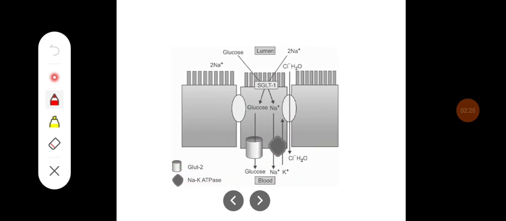Okay, so here you can see the absorption of glucose. It is always with sodium through SGLT1, and when the glucose is absorbed, it is then transported to the blood by facilitated diffusion through the GLUT transporter.